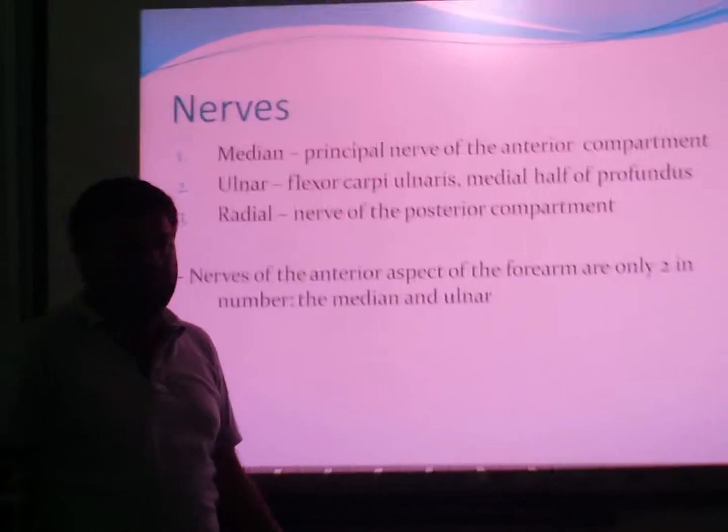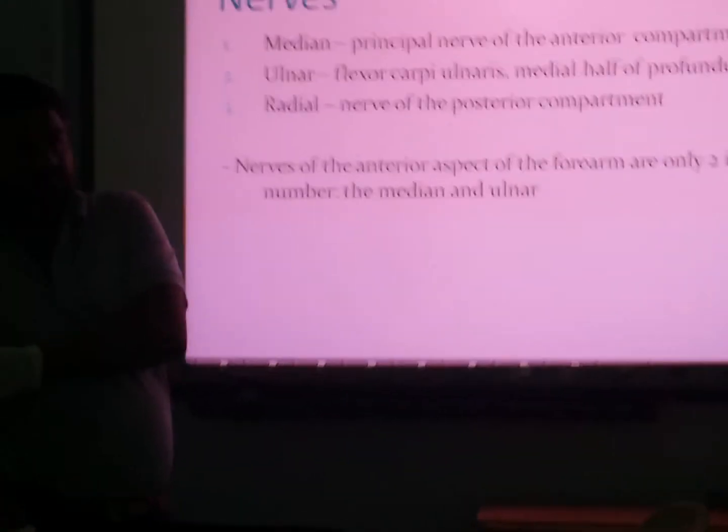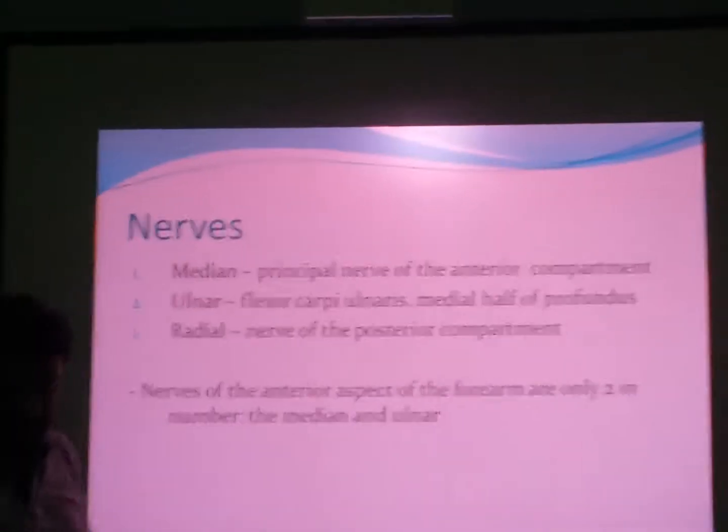Now, the nerve on the back is the radial nerve. The radial nerve supplies all these muscles. All the muscles in the back of the forearm are supplied by the radial nerve.